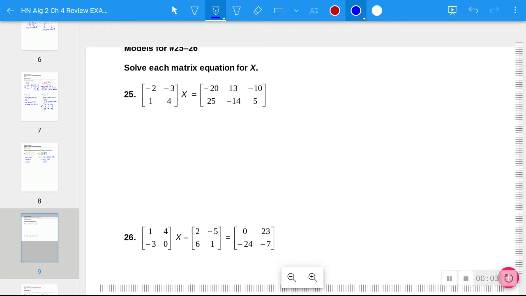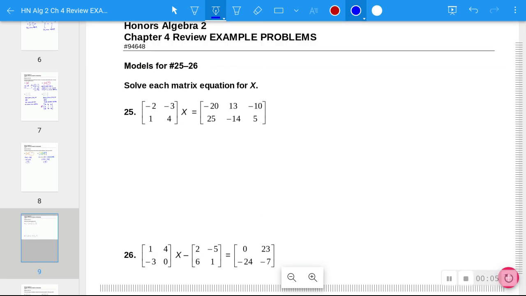Okay, this is Mr. Peterson. We're continuing with a review for Honors Algebra 2, Chapter 4, and we're looking at example problems 25 and 26. They are in the format known matrix A times unknown X equals B. This is the one where you should have memorized the result: the answer to AX equals B is A inverse B.